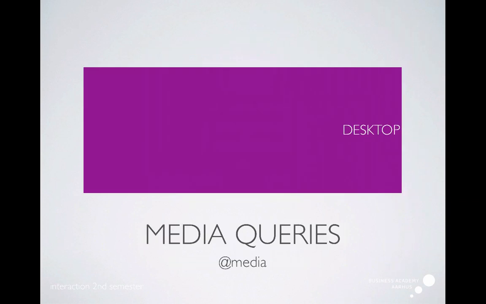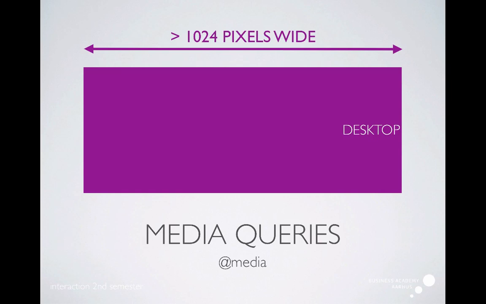Let's have a look at what media queries is. First of all, let's pretend that we have a desktop this wide, or it could be a laptop. In this example, I have used 1024 pixels as the width. That means that what is above 1024 pixels will be rendered as desktop or laptop.